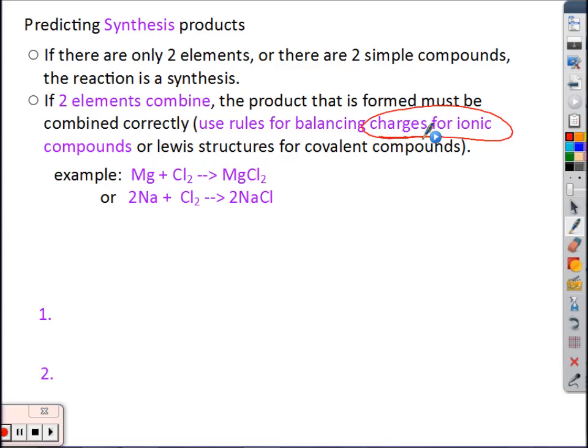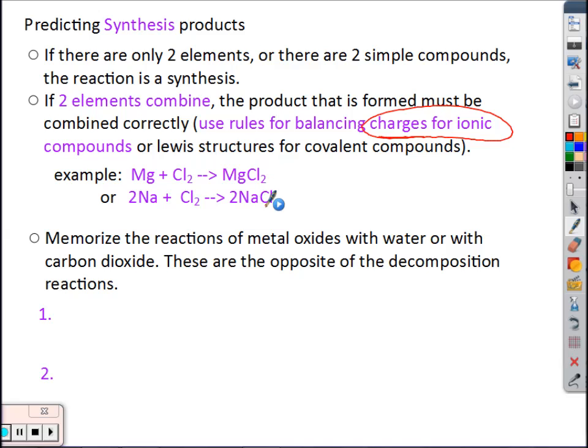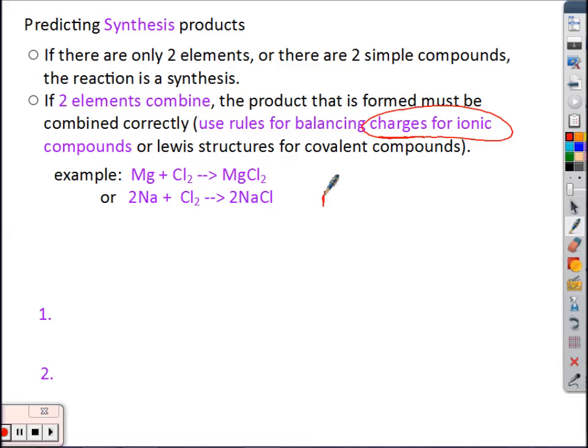Examples: magnesium and chlorine. Chlorine is Cl2. It goes to MgCl2. Sodium and chlorine goes to NaCl. Why did it not go to NaCl2? Because Na has a +1 charge and Cl has a -1 charge. So +1 and -1 equals 0. Magnesium has a +2 charge with chlorine's -1. So if I do a +2, I have to do 2 of the -1 charges to equal 0. Again, use those subscripts to balance the charges.